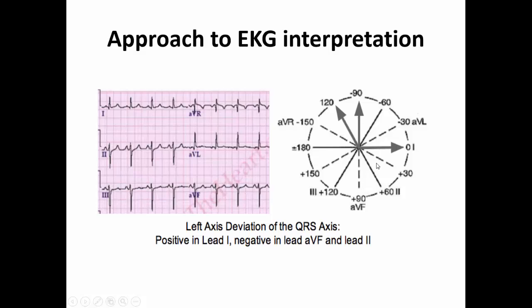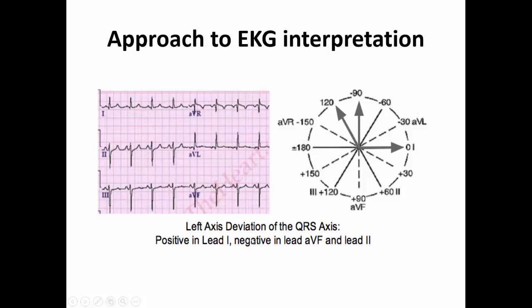So in left axis deviation, instead of the main deflection being down in the lower left part of this picture, the majority of the deflection is in the upper left side of this picture. What does that mean exactly? Well, that means that instead of the main electrical pathway in your heart starting in the upper right and going down to the bottom left, it's actually heading towards the upper left side, as seen by looking at the leads.